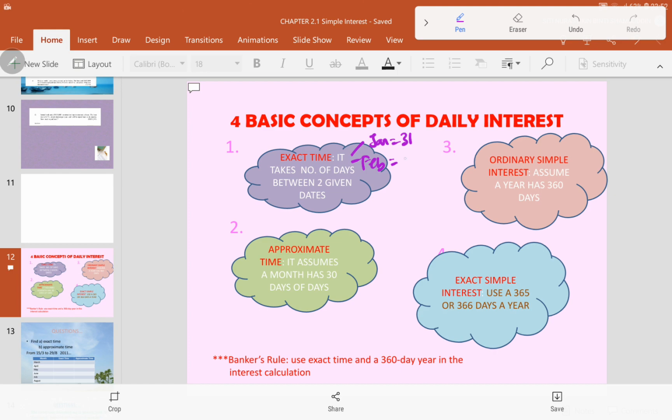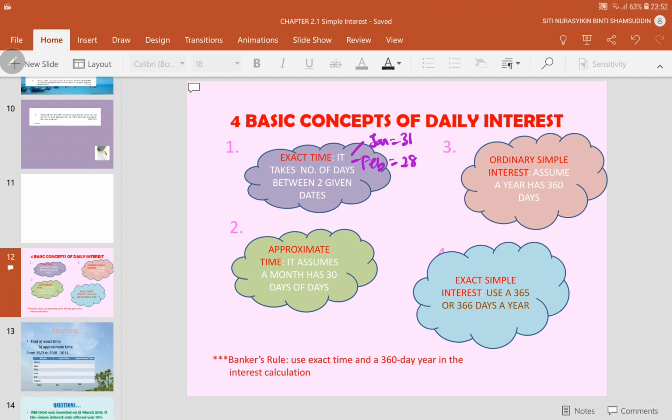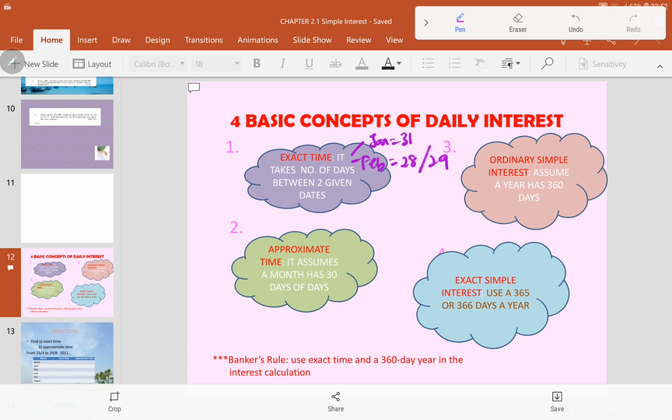Okay, it is either 28 days or 29 days depending on the type of year. If the year is a leap year, tahun lompat, then February has 29 days. If the year is not a leap year, bukan tahun lompat, then February only has 28 days. So how do we determine whether the year is a leap year or not?